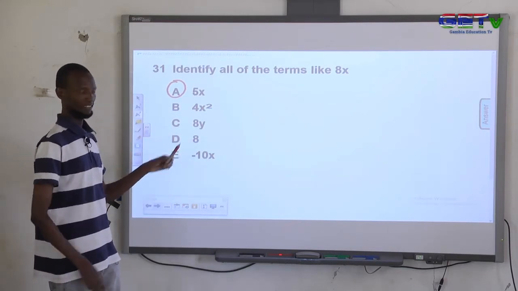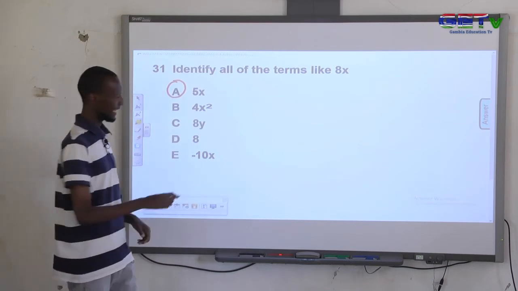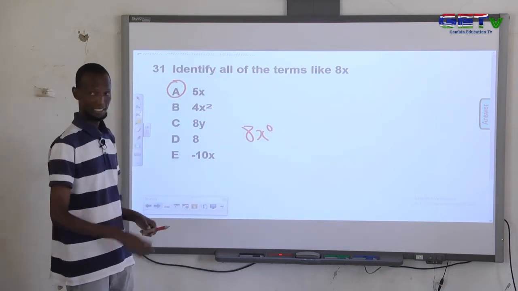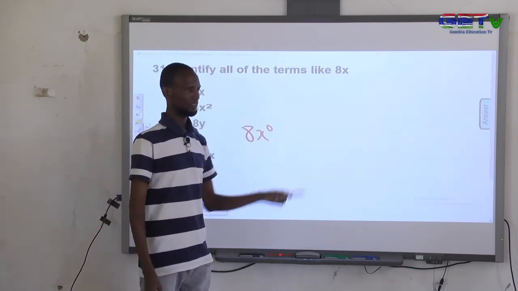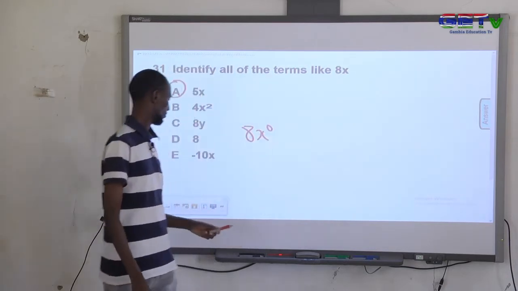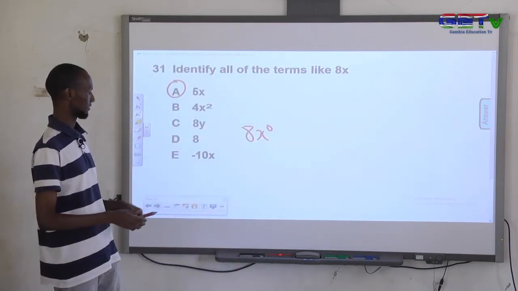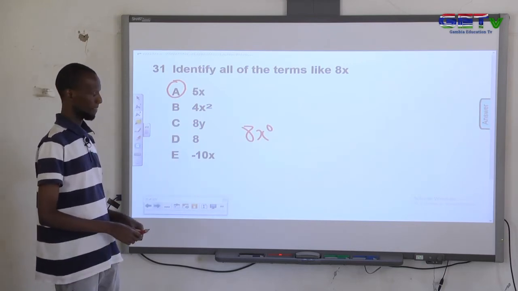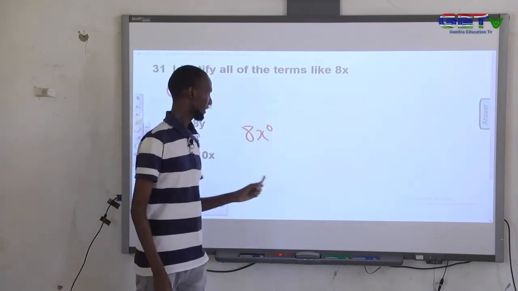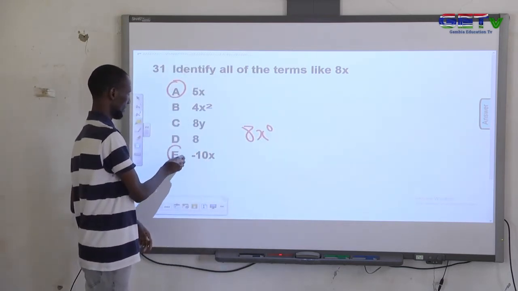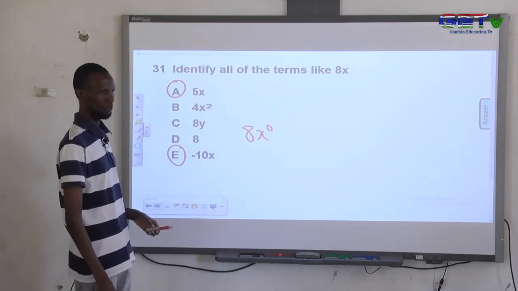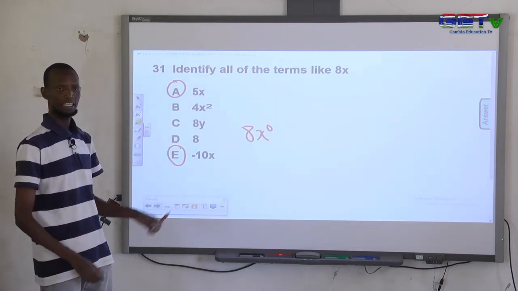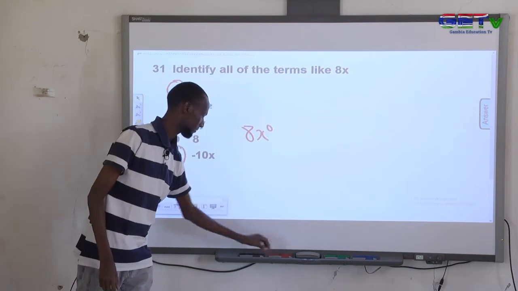How about D, 8? You know, that 8 is 8x to the power 0. Same variable, yes, but the powers are different. So that also won't qualify as a like term to 8x. And then finally, E, negative 10x. Same variables, same powers. So that too will qualify as like terms. So the only terms here that are like 8x are 5x and negative 10x.